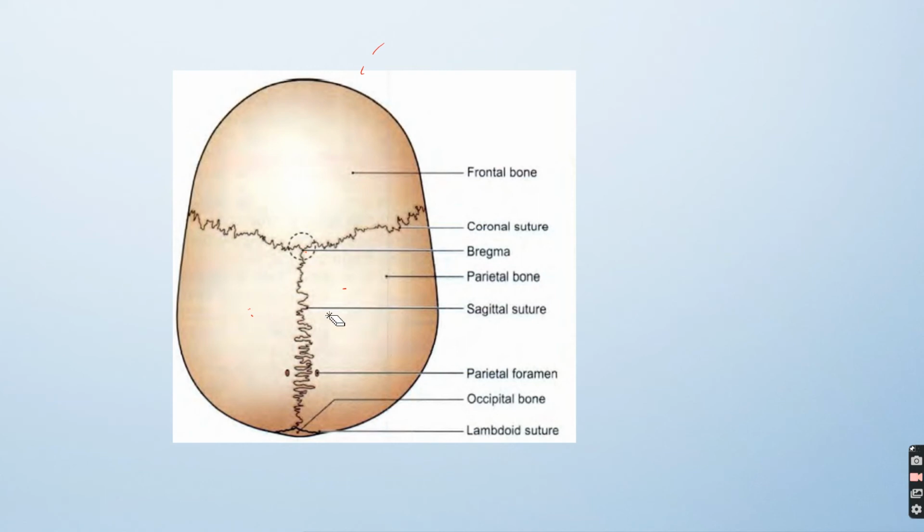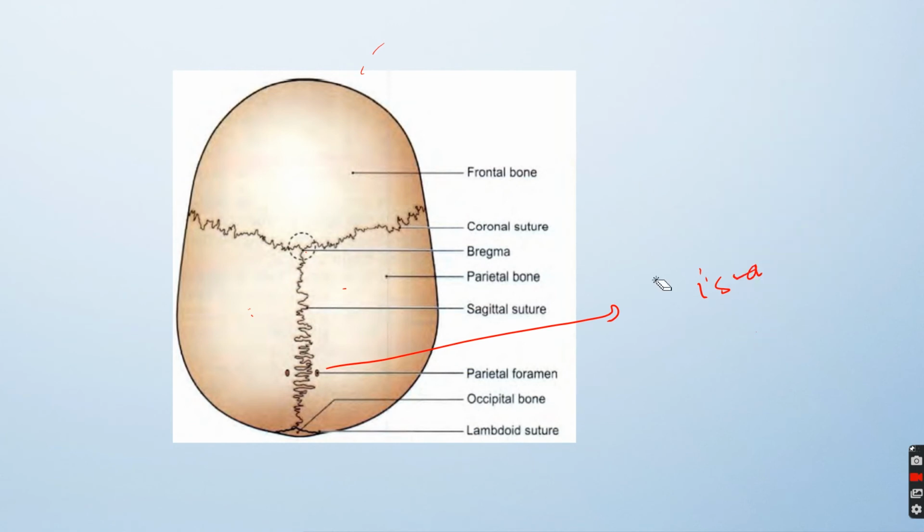The next thing you have to see is the bregma, the lambda that I've already mentioned, and then you have to know about the parietal foramen. As you can see, two different foramina are present here. This is called the parietal foramen. The parietal foramen transmits the emissary vein. Emissary veins are nothing but the veins that connect the extracranial veins to the intracranial veins. That is called emissary veins.